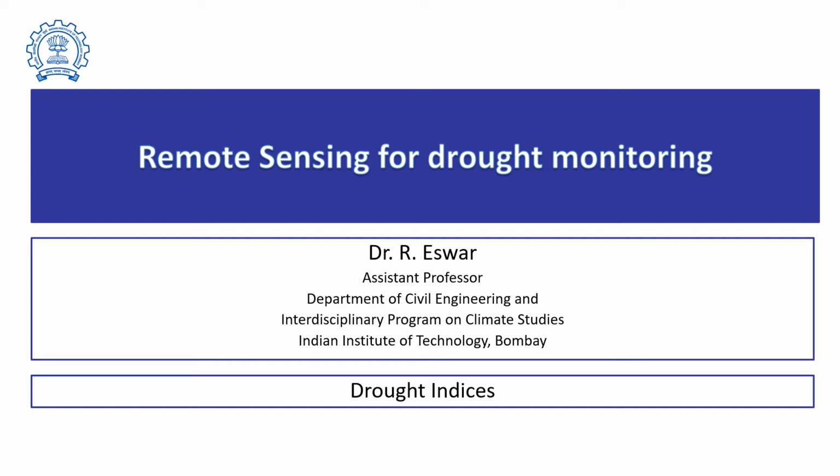Hello everyone. This lecture is the second lecture of the topic remote sensing for drought monitoring. In this lecture, we are going to see concepts about drought indices and how remote sensing can be generally used for drought monitoring.